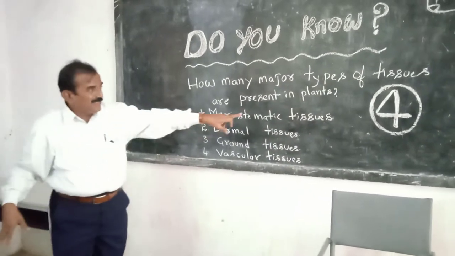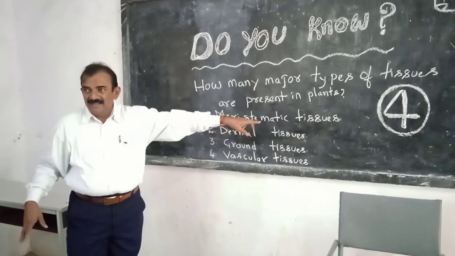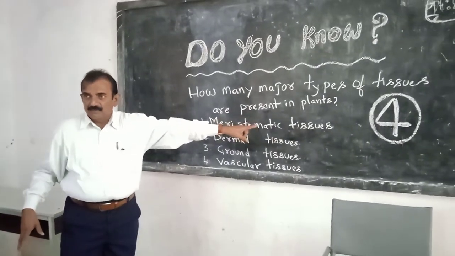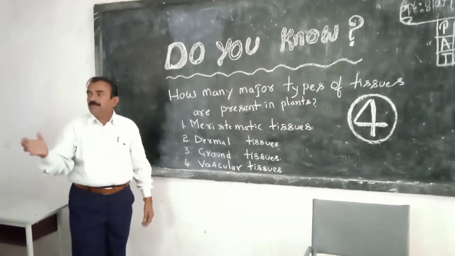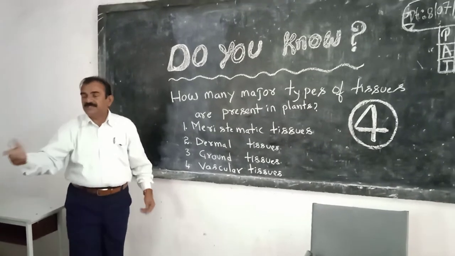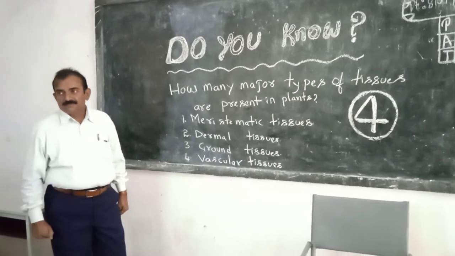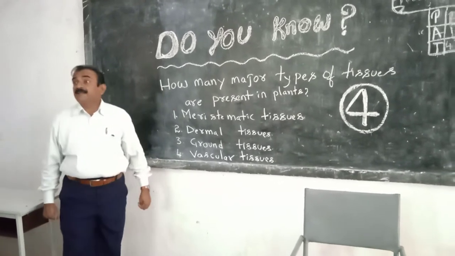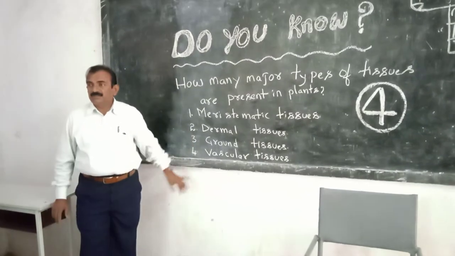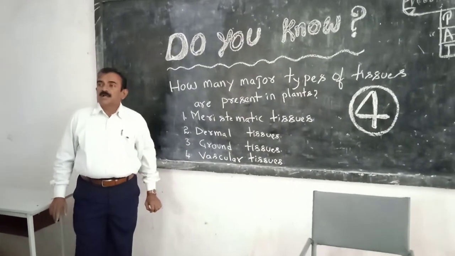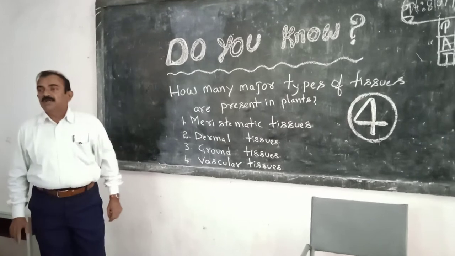Four. Actually there are four. Already give the answer. Four. I'm telling you what are the four major types of tissues which are present in plants. Number one, meristematic tissue. Number two, dermal tissue. Third one, ground tissue. And fourth one is vascular tissues.